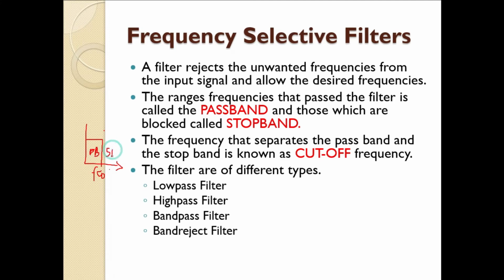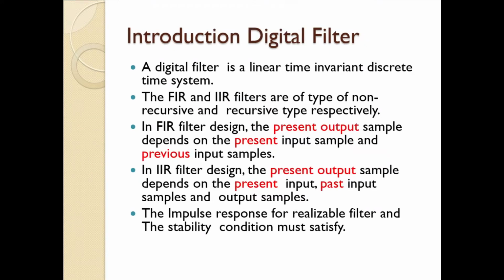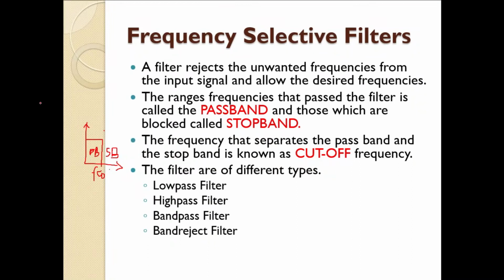Okay, stop band. This one is our pass band. Pass band is allowed to pass through, stop band is not allowed to pass through. And when we have the drawing like this one, it is known as the low pass filter. So we have a few types of the filter. We have low pass, high pass, band reject, and etc. So the most common ones are these four. You have learned this in detail.